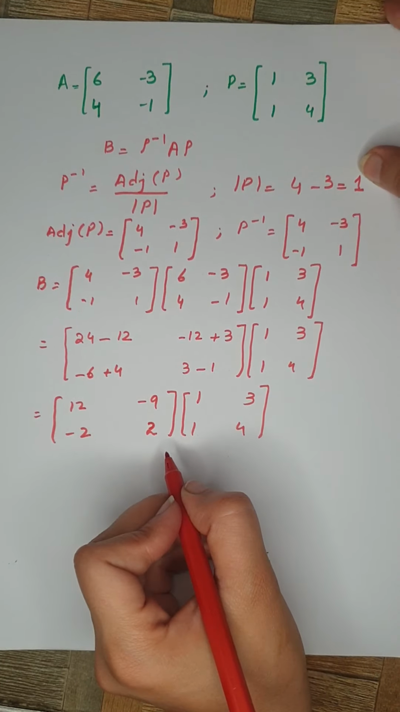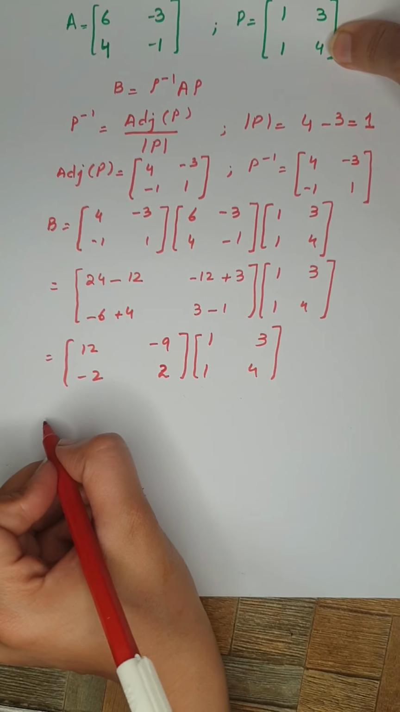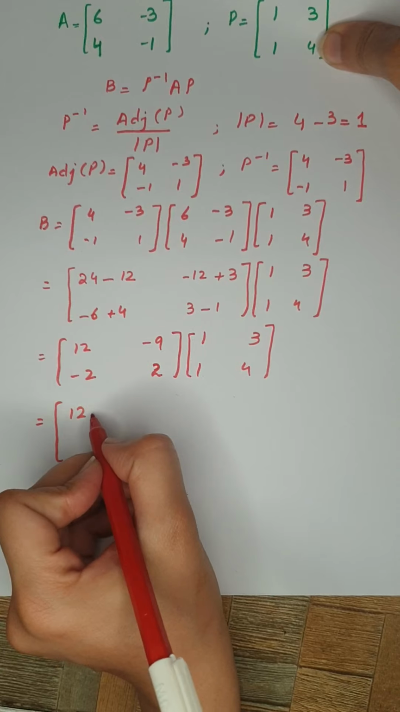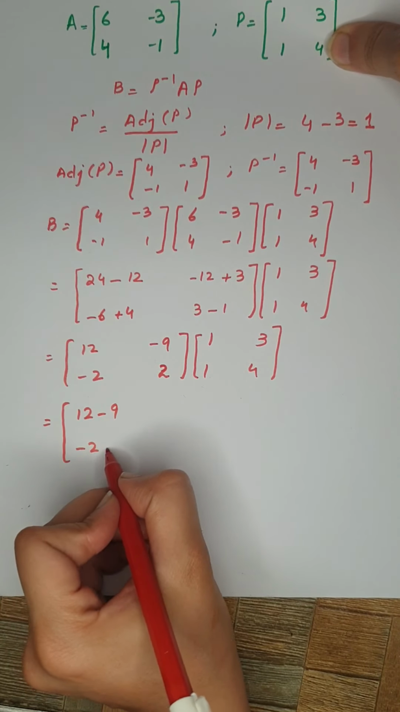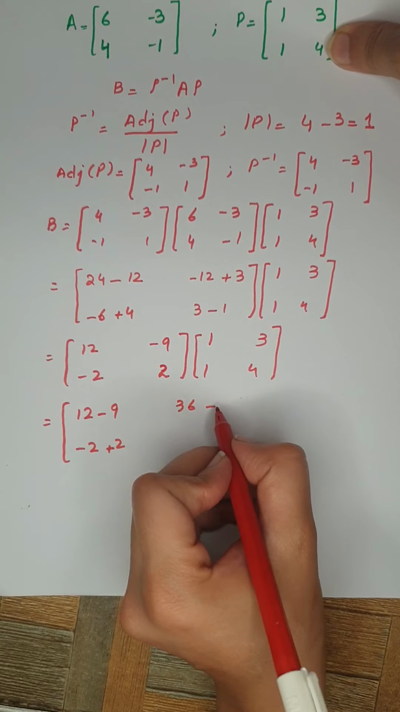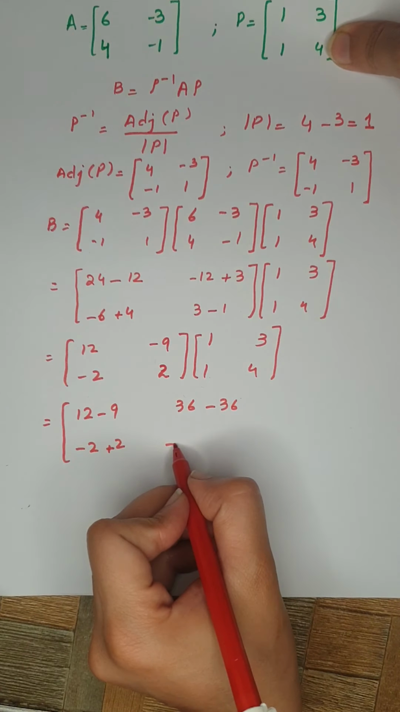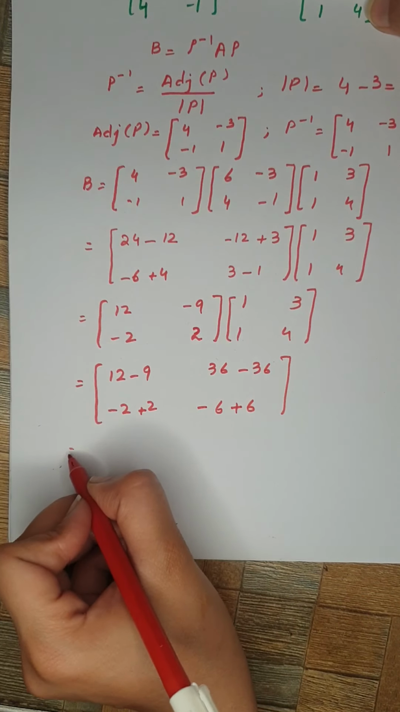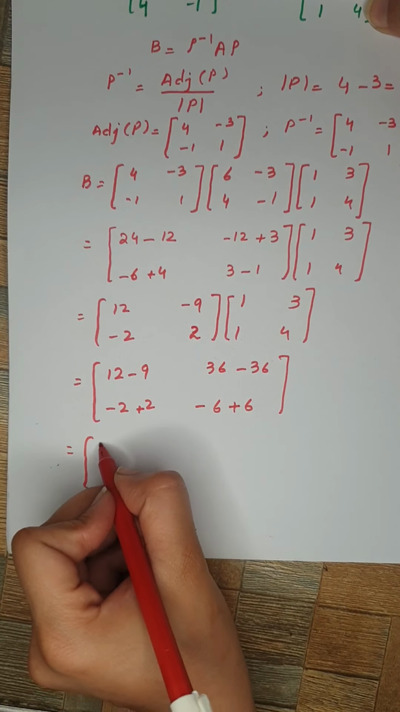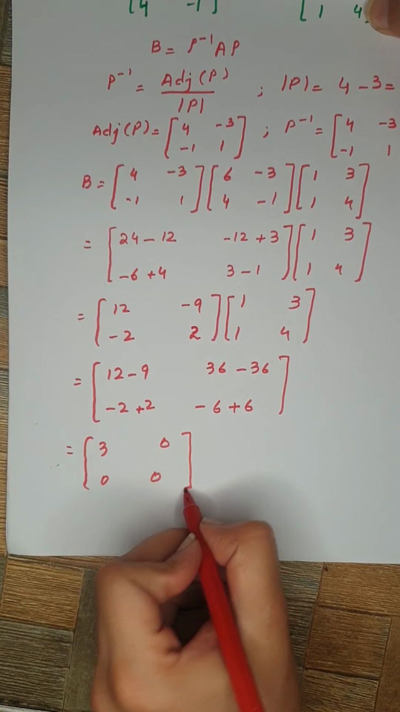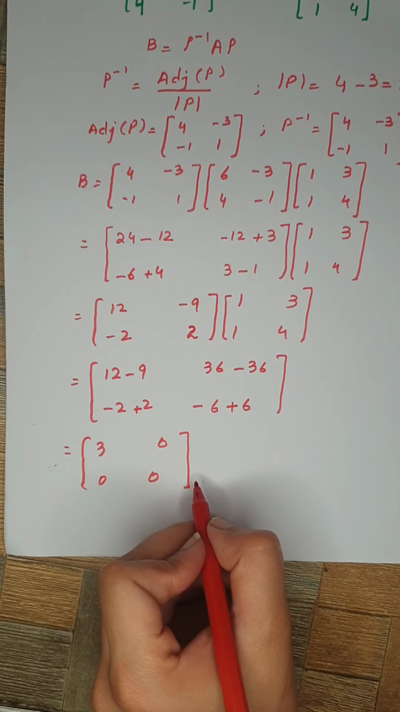All right, now let's again multiply these two matrices. I will have 12 minus 9 minus 2 plus 2. All right, and then 36 minus 36 minus 6 plus 6. So it seems like we will be left with 3 0 0 and 0. So this is my resultant matrix.